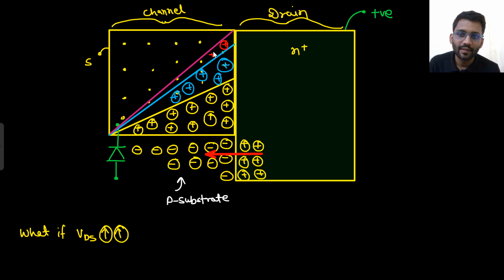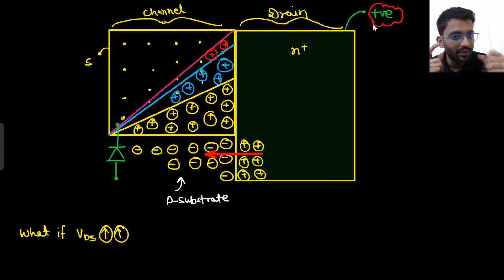But what is happening? Since I am applying this positive potential at the drain, the electric field is getting strong. If I am increasing VDS, the electric field is getting strong. That will attract these electrons very fast, so the current will increase. But that will happen initially only.